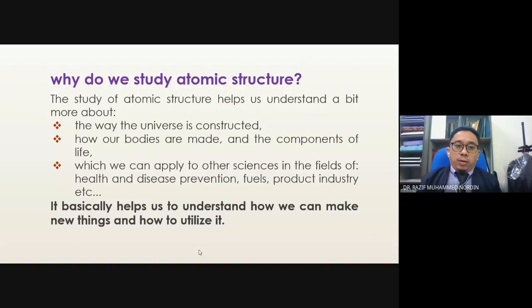So why need to study atomic structure? These studies will help us to understand how the universe is constructed. At the very least, we're going to touch a bit over there. We can understand a bit about it, and how our body are made, and the component of life. Also, we can apply to other science in the field of health and disease prevention, fuel, product, industry, cosmetic, construction, and so on. So it is basically will help us to understand how we can make new things and how to utilize it.